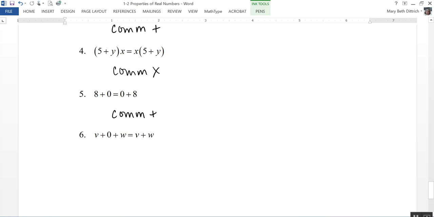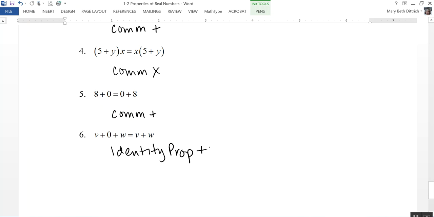And our last example here has v plus 0 plus w equals v plus w. All we did here on one side of the equal sign is add a 0, which doesn't really change anything. It gives me the identical thing back. So this is the identity property of addition because I'm using addition.